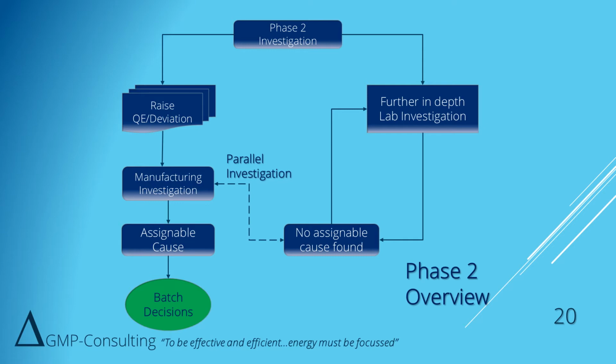On the left-hand side is the production side of the investigation. The deviation quality event is raised, and the manufacturing conduct a parallel investigation with QC, which might include investigating the sampling methods and things like that. Hopefully through that stage you do come up with an assignable cause, and a batch decision can be made. In so far as the lab's concerned, they can get into a loop with no assignable cause potentially when they conduct the investigation with the manufacturing one.